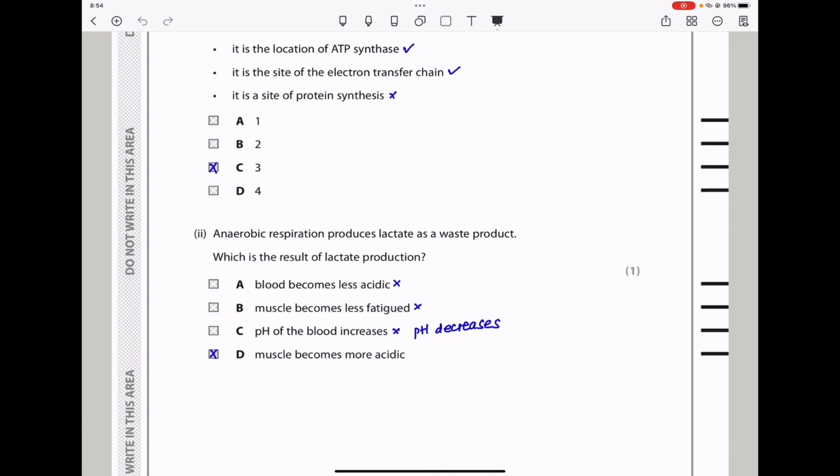The next part says, anaerobic respiration produces lactate as a waste product. As a result of lactate production, blood becomes less acidic. This is wrong. It becomes more acidic. Muscles become less fatigued. That is wrong. During lactate production, they become more fatigued. The pH of the blood increases. No, pH decreases because, of course, the hydrogen ion concentration is increasing. And D, muscles become more acidic. That is correct. So the answer is D. Moving on.